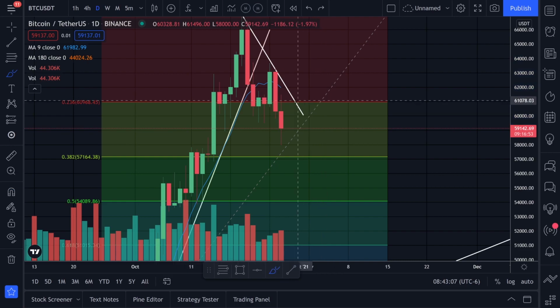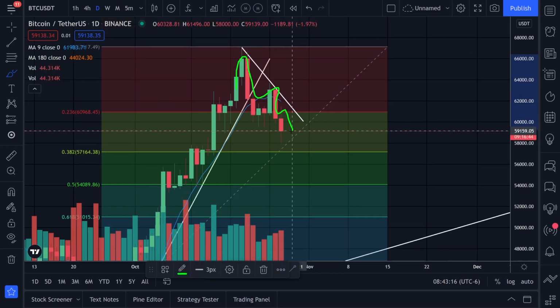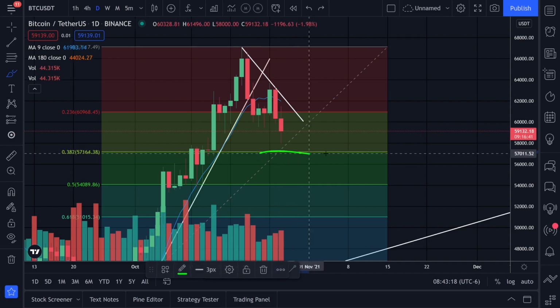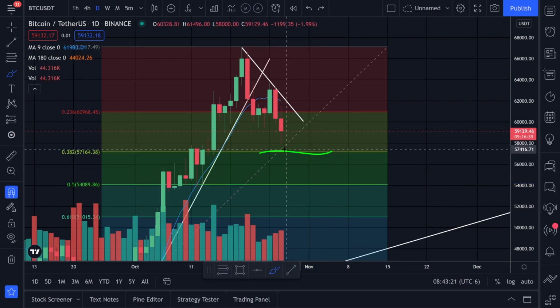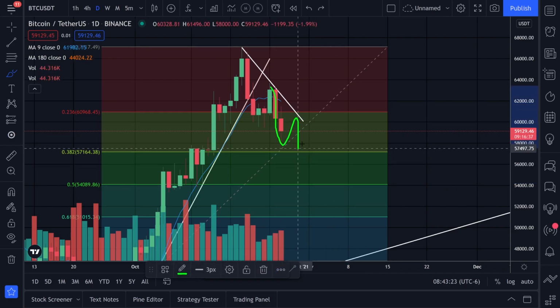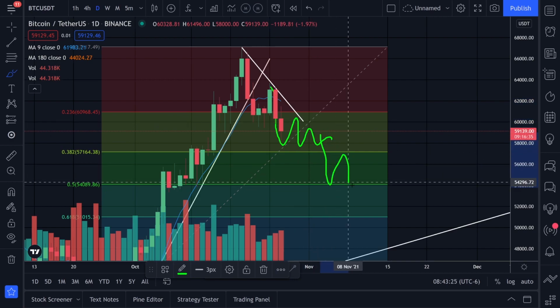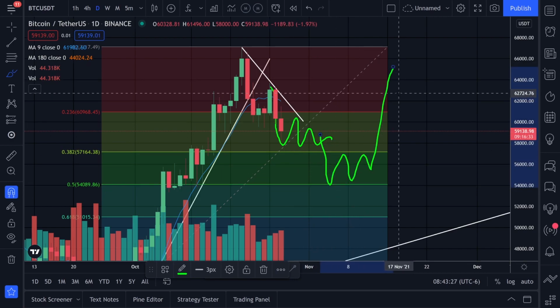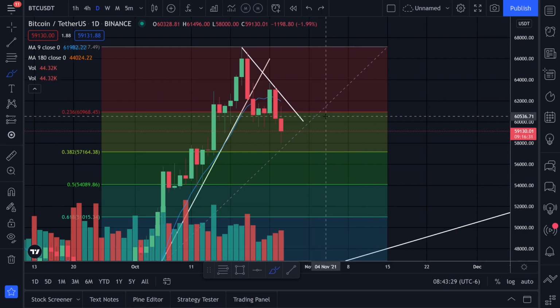I really don't know. Like I said, until we break this downtrend going to the upside, then I'm just going to assume that we're going to come in and hit these limit orders. I have a feeling we might be doing something like this, and then maybe break down and do something like that and then pop up, but who knows really.